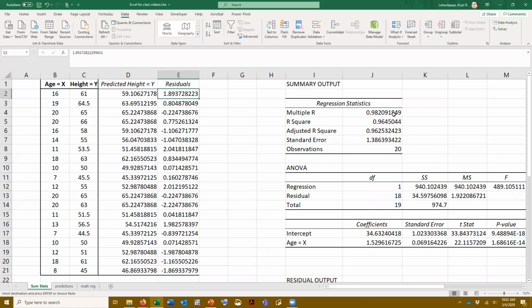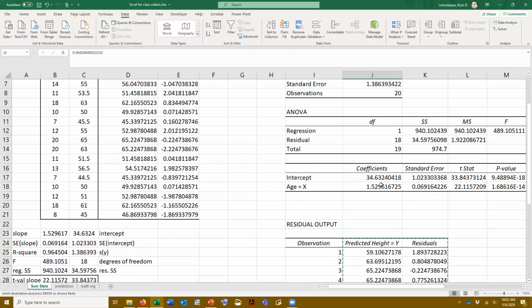So what does regression analysis give us? It gives us an R squared, and R squared here is 96.45. They're saying that 96.45% of the variation in the height, or variable Y, can be explained by a person's age, or X variable. That is how to interpret an R squared.